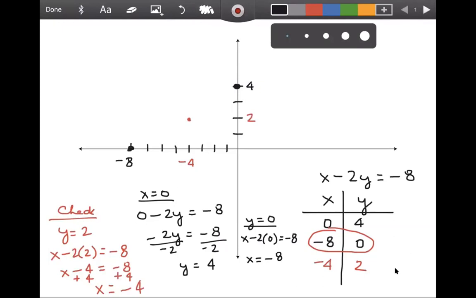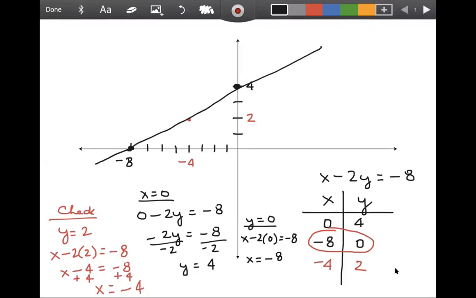Speaking of freehand, I think I'm going to live dangerously and just try to draw this line without using a straight edge. That's not too bad. Okay. All right, so that is a graph of the line x minus 2y equals -8 using the intercepts.